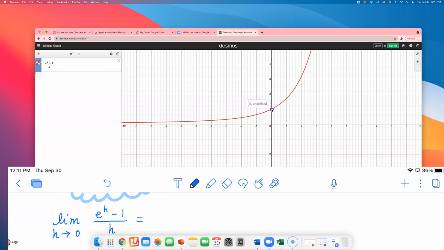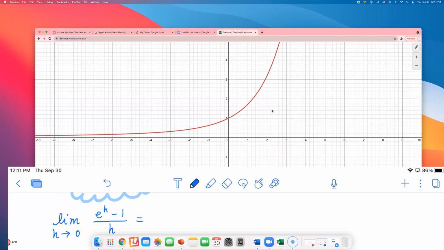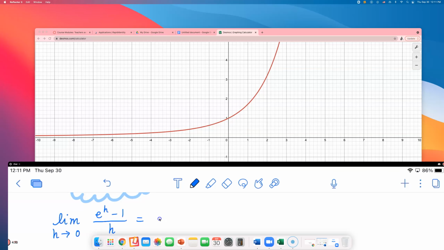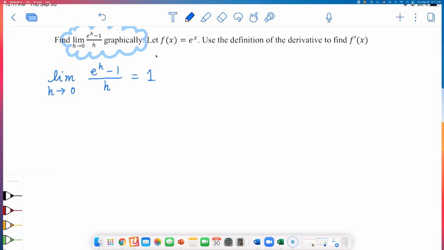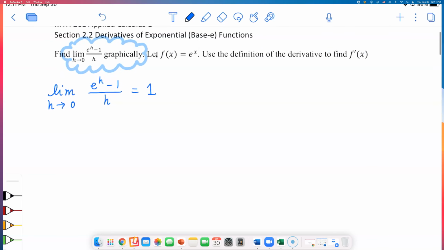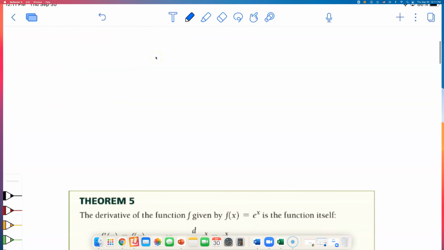So we can't really have a point at 0, because when h is 0 or x is 0, the function is undefined, because x or h is in the bottom of the fraction. But as we can see from this graph, from the left it's approaching a y value of 1. From the right it's approaching a y value of 1. So the limit is 1. So we got that from the graph. And you're wondering, why do we need this? This is an important piece of the puzzle we need in order to prove this theorem number 5.